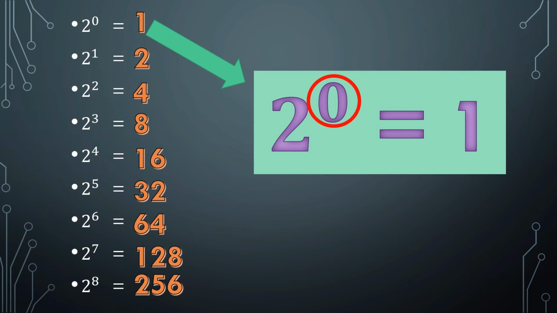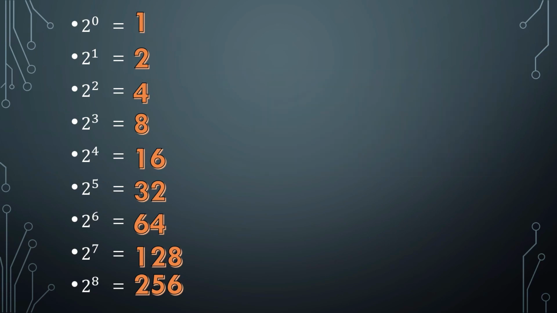Now, how did we get 2 raised to 0 is equal to 1? 2 raised to 0, so 0, automatically its equivalent is 1. 2 raised to 1 is equal to 2. 2 raised to 2 is 2 times 2, which is equal to 4. 2 raised to 3, 2 times 2 times 2, is equal to 8. 2 raised to 4 is equal to 2 times 2 times 2 times 2, which equals 16. And so on and so forth.